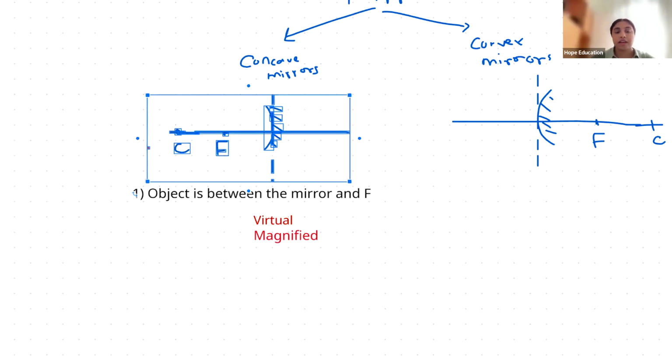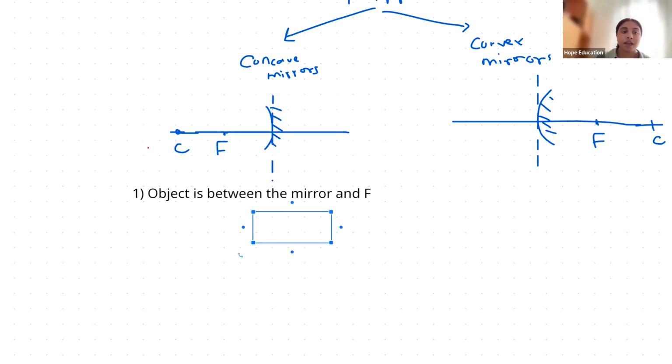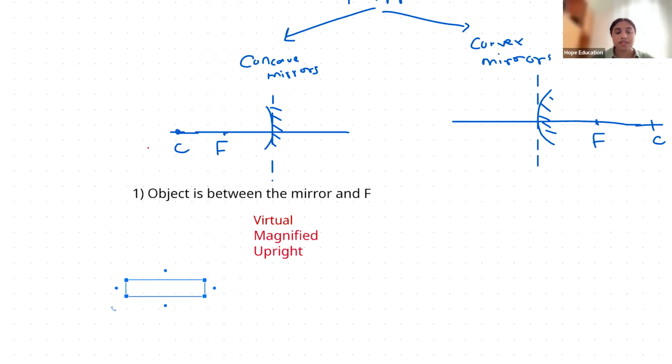So virtual, magnified and upright. Then we learned another ray diagram like this. The object is on the focal point.